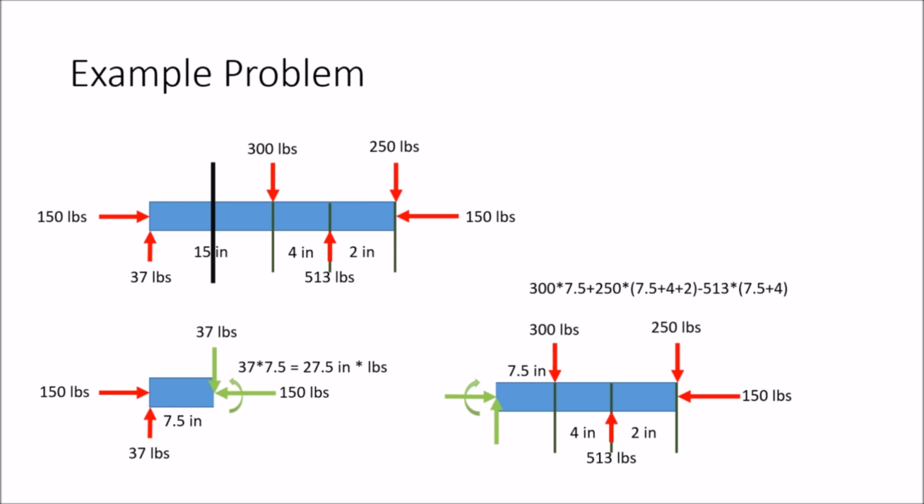This is the value we would get if we were to take our moment at the cut by taking the sum of each force multiplied by the respective distances, and we would get the same numbers for our normal, shear, and moment.